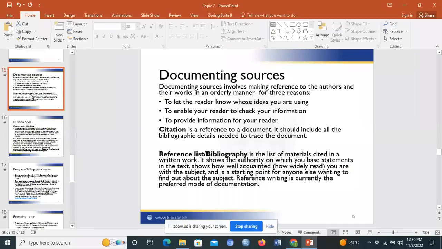Your reader requires information that has been researched, that is believable. They do not just want stories.